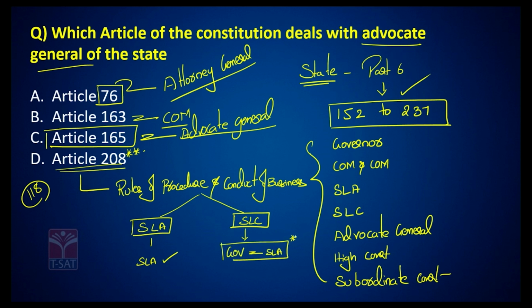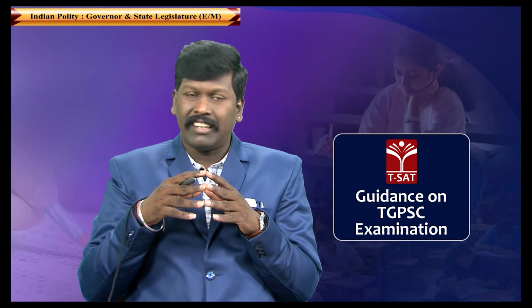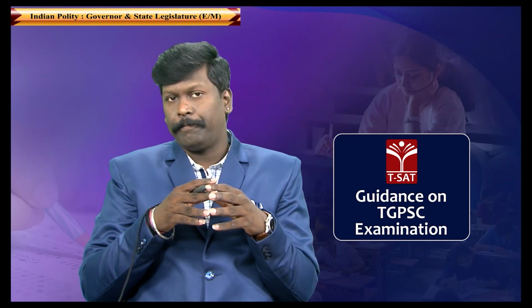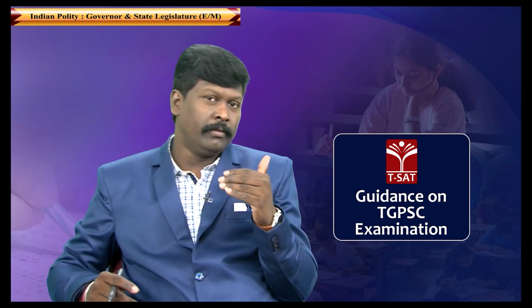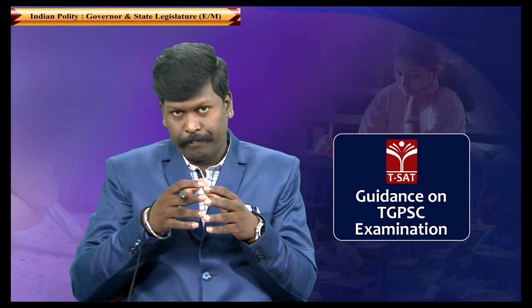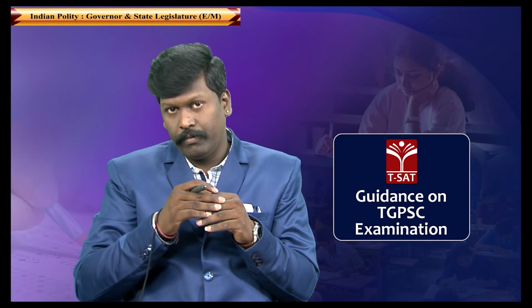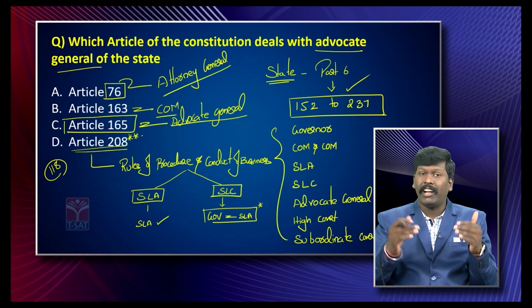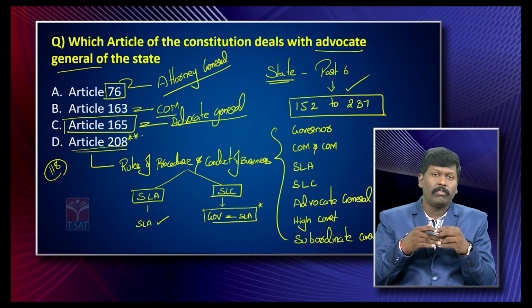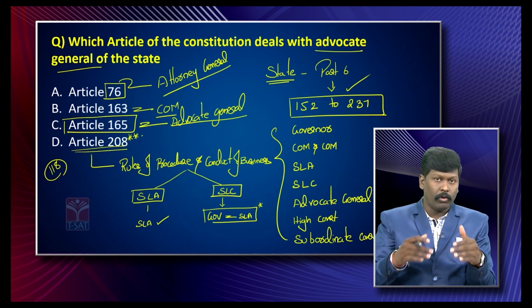Remember this for your exam. The rules of procedure and conduct of business are discussed in Article 118 and also Article 208. Article 118 gives the authority to Parliament to frame its own rules. Article 208 gives the authority to the State Legislative Assembly to frame its own rules. And coming to the Council, the Governor with the help of the Assembly will frame the rules of the Council. Let us go to the next.